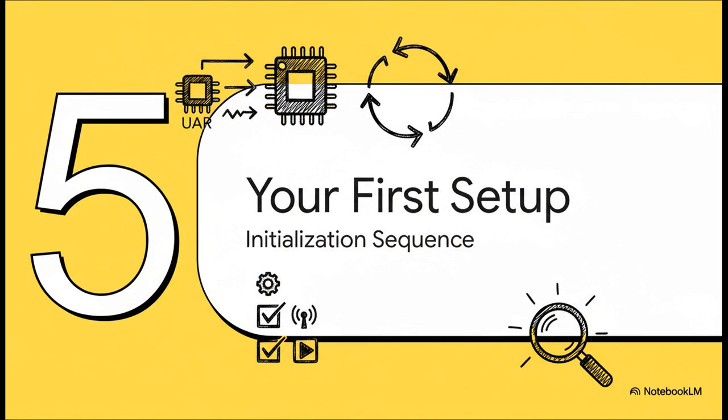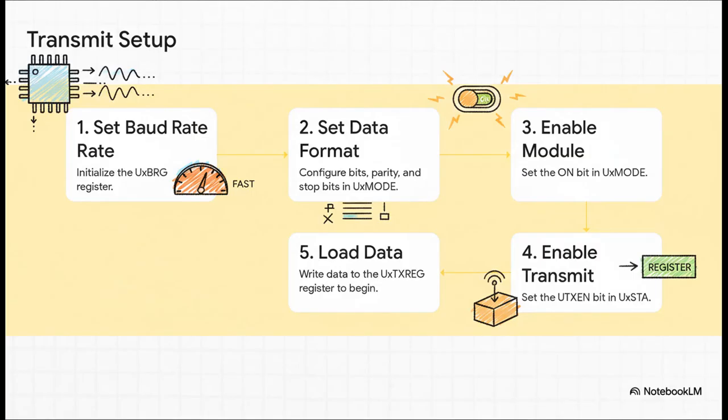All right, that's enough theory. Let's put it all together into something you can actually use. Here's your step-by-step checklist for getting the UART up and running. To send data out, it's just 5 simple steps. 1. Set your speed in UXBRG, using that calculation we just did. 2. Configure your format, the classic 8N1, 8 data bits, no parity, 1 stop bit, in UXMODE.